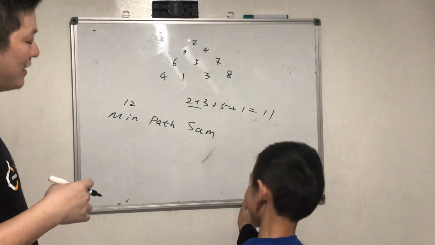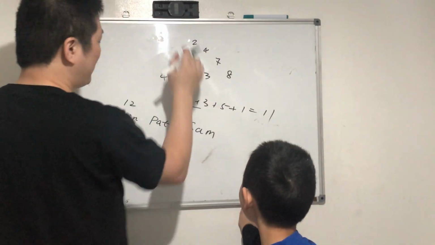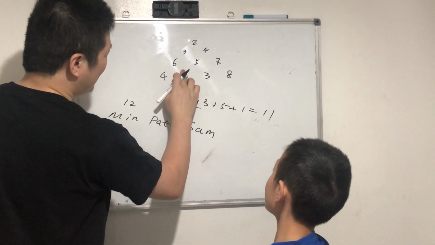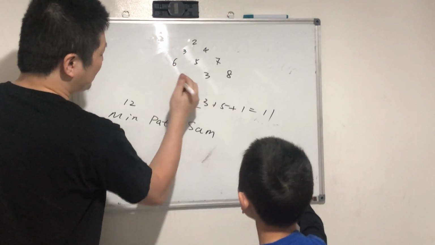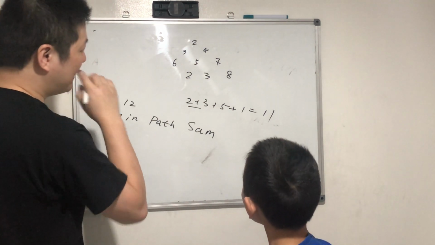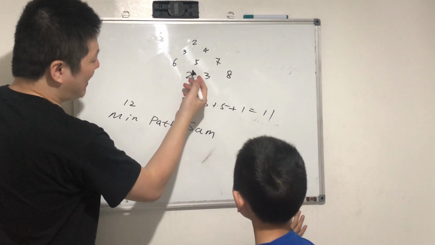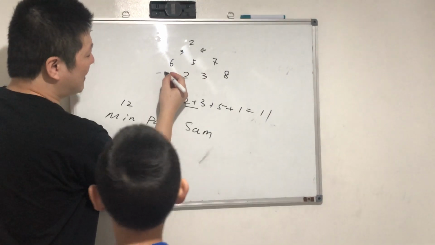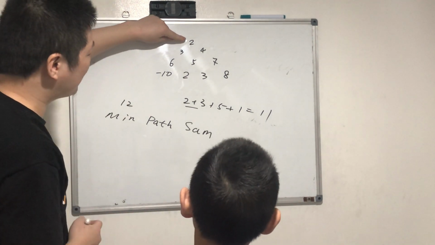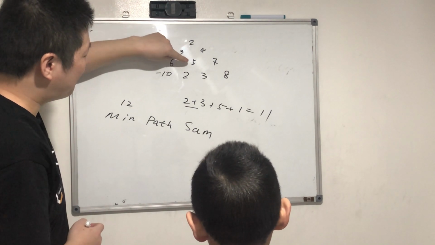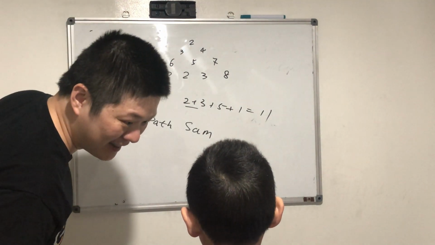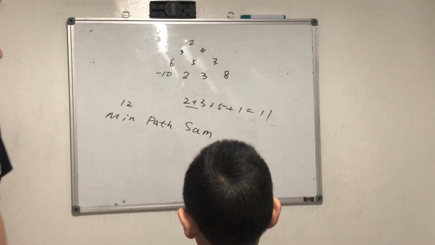What type of case? Okay, good question. I need to come up with a case where picking the minimum does not work. For example, if I put a 2 here, and then I put minus 10 here. Look, you pick the smallest, 2, 3, 5, but 5 cannot go to here. You cannot pick minus 10, because it's not on the left or right.